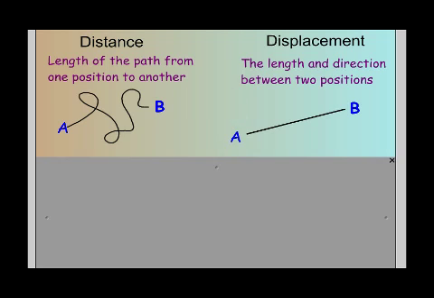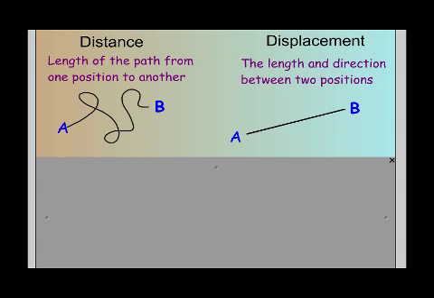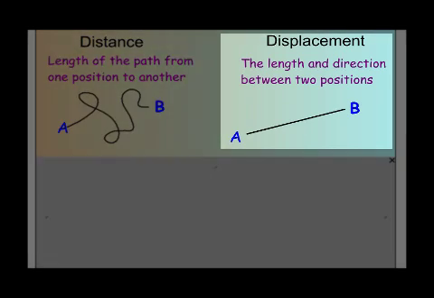On the left, we have the definition and a picture explaining what distance is. So we've defined distance in physics as the length of the path from one position to another. On the right-hand side, you'll see we're talking about displacement. These two terms are very closely related, but they actually mean two completely different things. Displacement is defined as the length and direction between two positions. The important part of that definition being the word direction, very important.